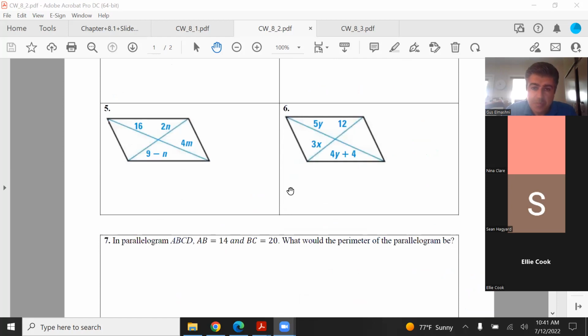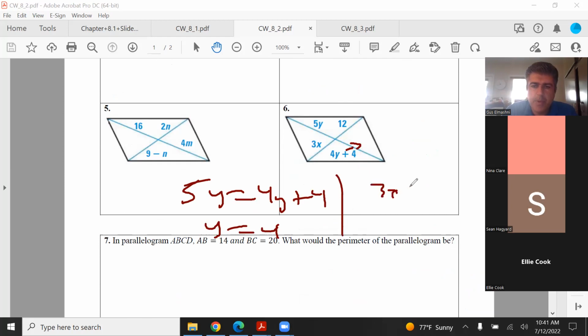Number 6. I'm guessing this is y plus 4, 4y plus 4. So 5y equals 4y plus 4. Y equals 4 when you work it out. 3x equals 12. X equals 4 when you work it out. That's all.